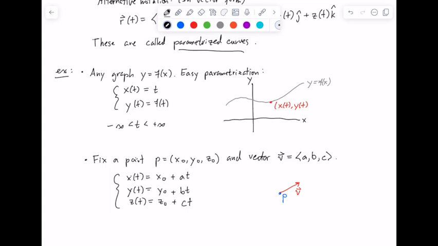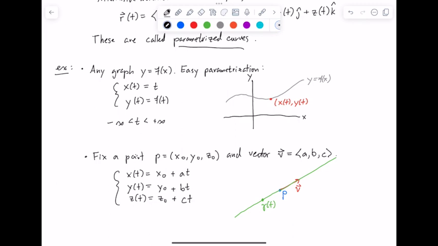Now we see that at time equals 0, these all disappear and you start at the point x naught, y naught, z naught. Whether t goes positive, then you go in the direction of v, or if it's negative, then you go in the direction of minus v. This traces out a line that goes right through the point P in the direction of the vector. And so every single point here is on your path.